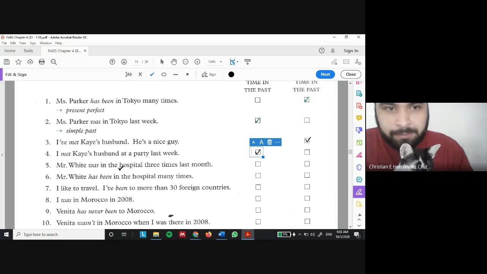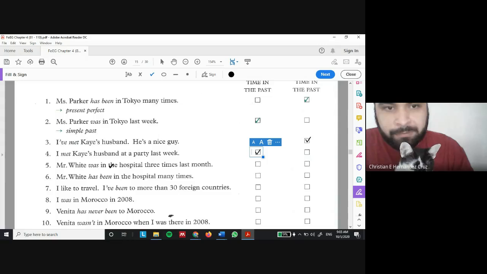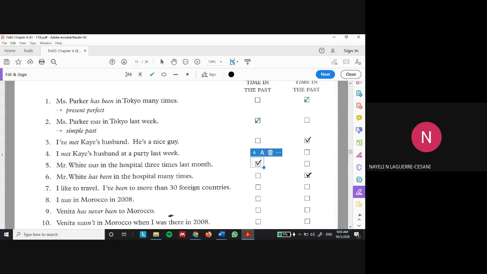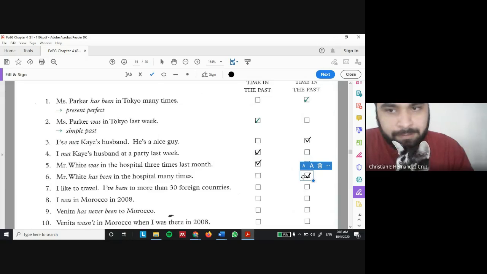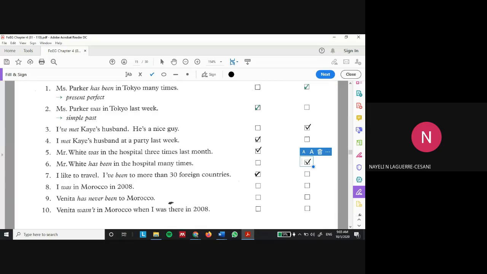Okay, let's keep going with number 5. Specified. Okay, Mr. White was in the hospital 3 times last month, so boom. Number 6, Mr. White has been in the hospital many times. Unspecified. Because it doesn't say when. I like to travel. I've been to more than 30 foreign countries. Unspecified.